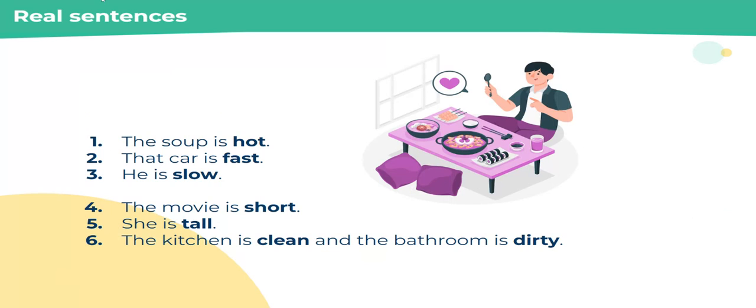So let's have a look at some adjectives in our real sentences. The soup is hot. That car is fast. He is slow. The movie is short. She is tall. The kitchen is clean and the bathroom is dirty.